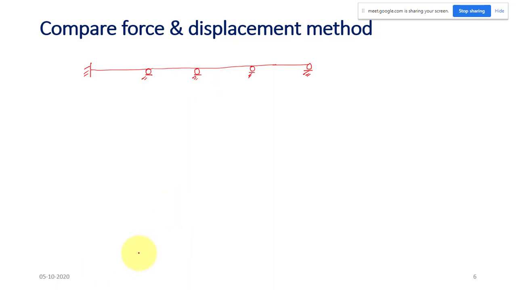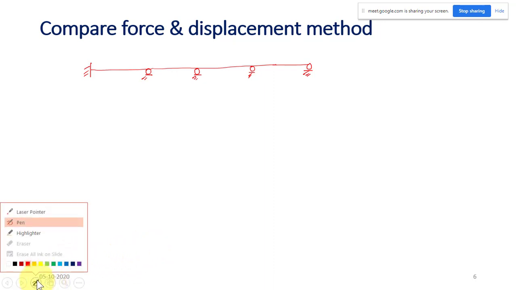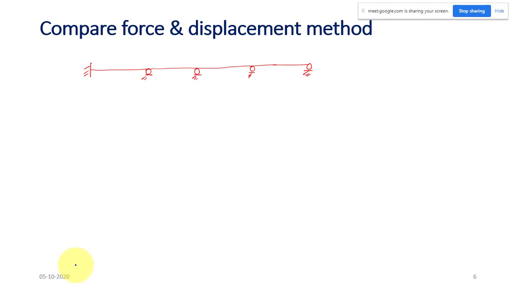For the force method, you should remember the procedure, and the propped cantilever problem I explained. You should remember those steps, because we are going to have similar steps in the displacement method also. I am going to take the same beam, A, B, C, D, E, to explain the displacement method. What is the procedure? Here I will draw once again. This is a continuous beam.